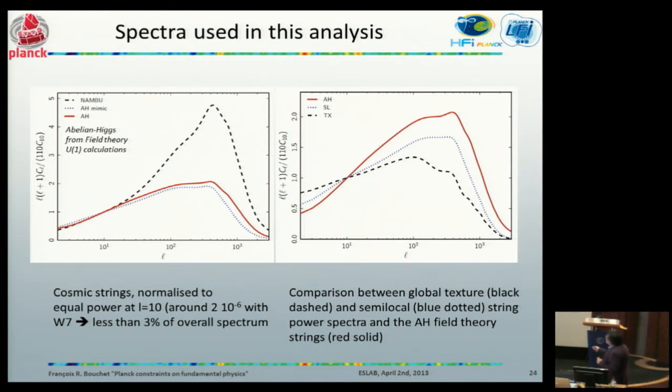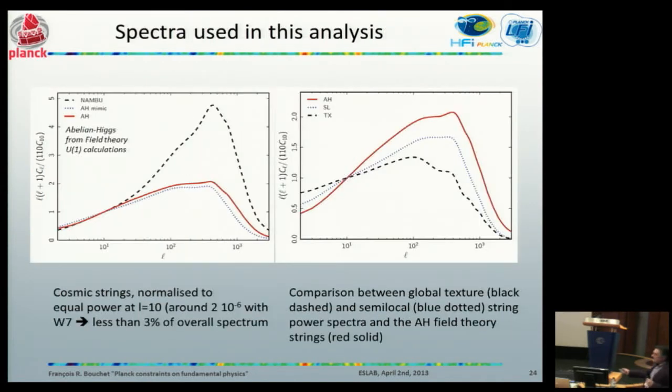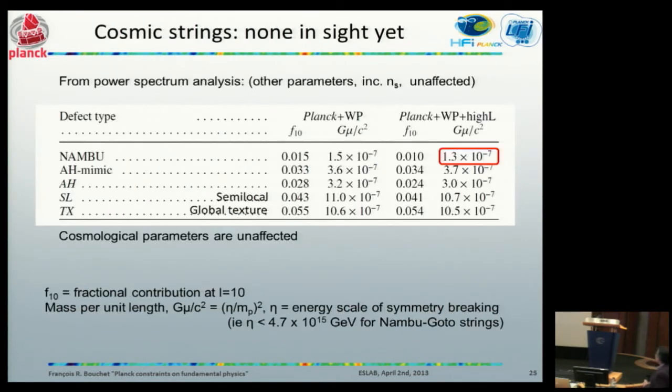And here is an additional comparison with global textures and semi-local strings. So when you do this, and this is uncorrelated. In that case, this is uncorrelated because this is happening differently. So you just see how much you can hide in the power spectrum that has this shape and still have a decent shape for the rest of the cosmological parameters. And the answer there is not much.